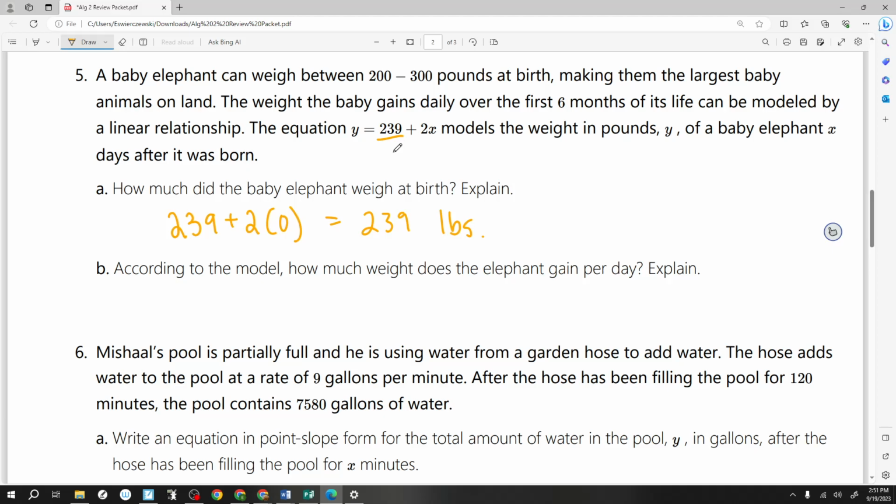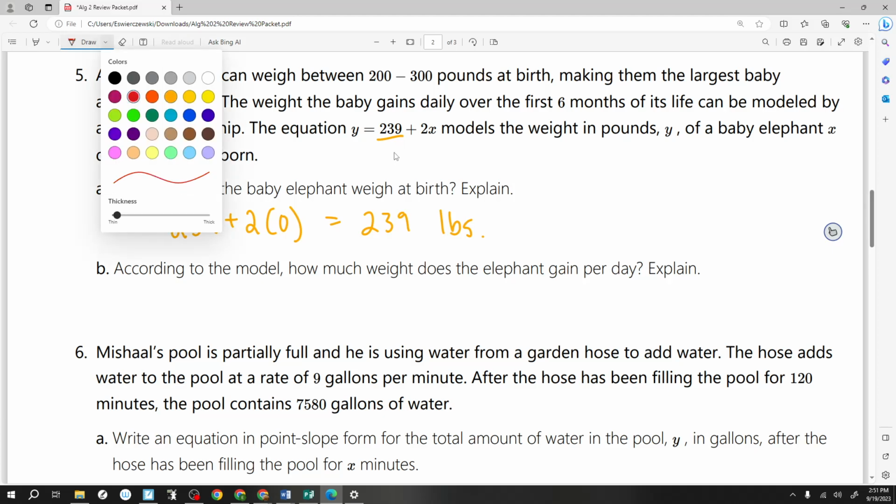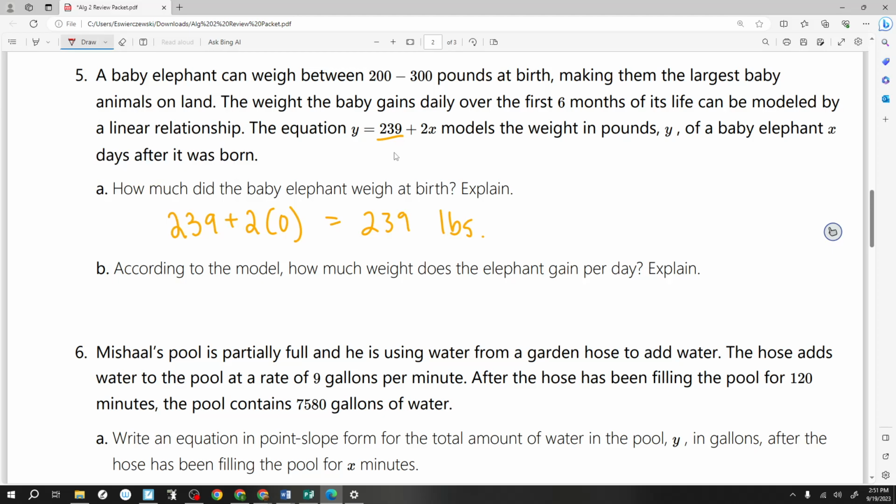Part B, according to the model, how much weight does the elephant gain per day? Remember, slope is the same as rate of change. So how many pounds per day is this elephant growing? 2. 2 pounds per day. Every day, the little baby elephant gains 2 pounds.